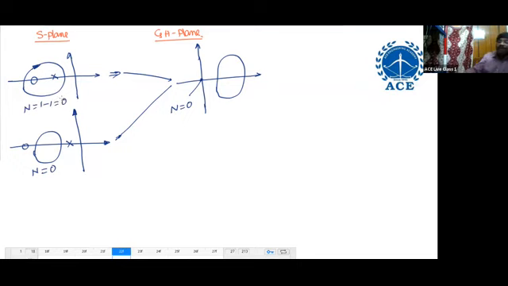So this is the principle of argument concept. But how is it useful for stability? Anybody? How is this principle of argument concept useful for stability?